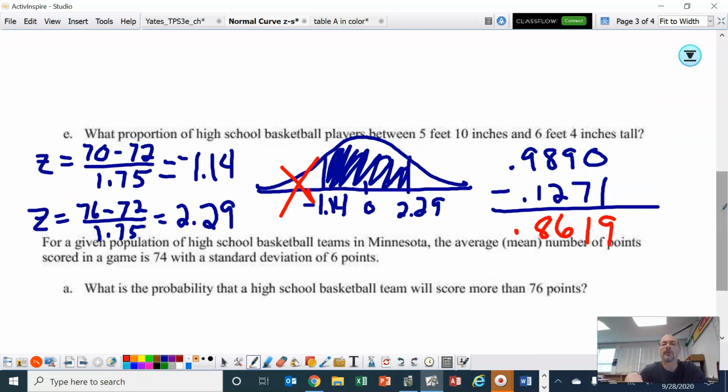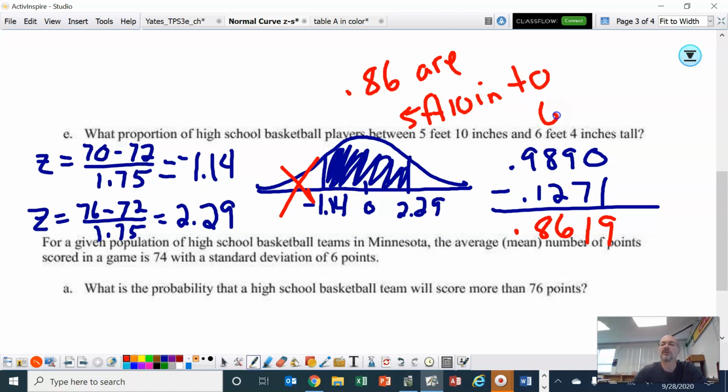So about 86% of the basketball players are 5 feet 10 inches to 6 feet 4 inches tall. So quite a few of them, roughly 86% of them, if we're talking about it as a percent.